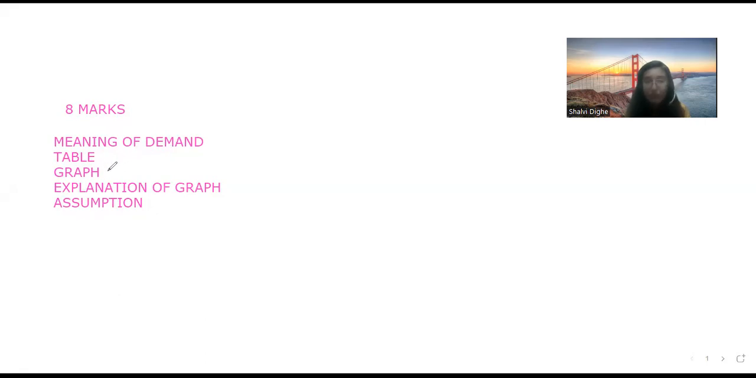Third thing you expect to write are the graphs. That is, draw the graphs basically. Explanation of the graph is very important. Students, you get extra marks for that. That gives you marks. And assumption. This is the pattern which you need to follow when you're writing a long answer of 8 marks.